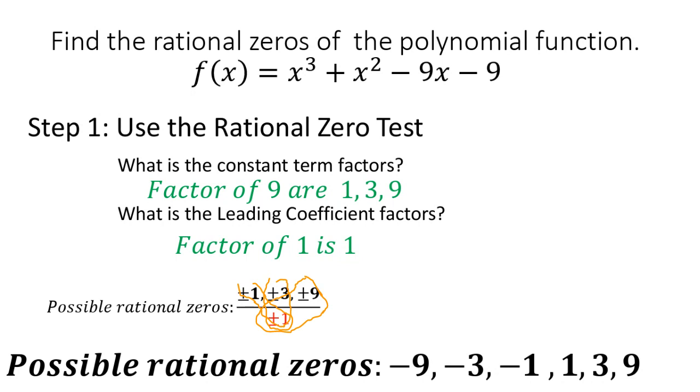So the possible rational zeros using the zero test is the list. And it doesn't have to be in order, but it's always good, especially when we're doing it on the computer, to combine them. That way we don't miss one, because it's very easy to miss one.